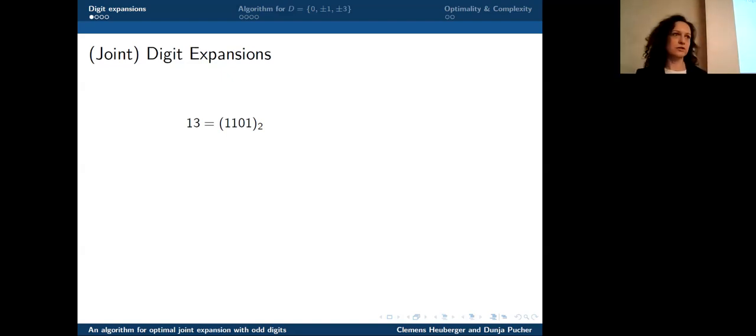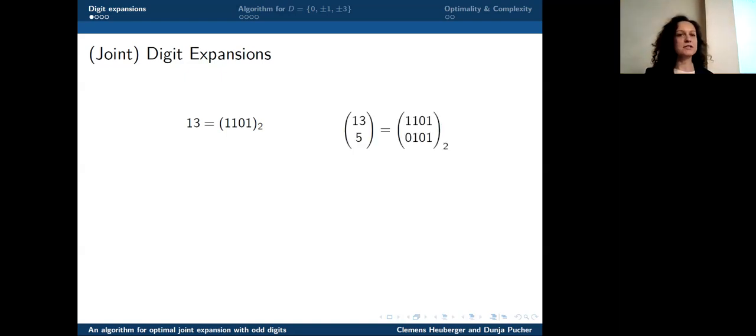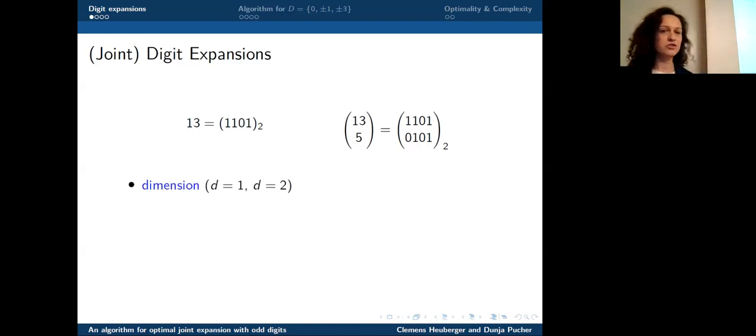This is a digit expansion if we have one integer, and a joint digit expansion is if we have more than one integer. So for example, if we have a pair of integers, then a joint digit expansion is a matrix where each row is the expansion of the respective integer. And generally for any arbitrary digit expansion, we have the dimension of the expansion. Here in the first example, the dimension is 1, and in the second one, it's 2.